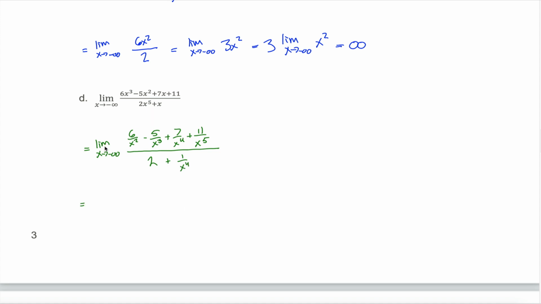I can use my limit laws to say that this limit is the same as the limit of the top divided by the limit of the bottom, and the limit of the top is the limit of each of the terms individually, same as the limit in the bottom. Without even writing any more lines, I can evaluate this limit as 0 minus 0 plus 0 plus 0 for these 4 terms up top, divided by 2 plus 0. In other words, 0 divided by 2, in other words, 0. The limit as x approaches negative infinity of this expression is just equal to 0.